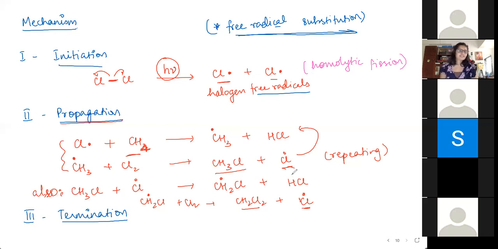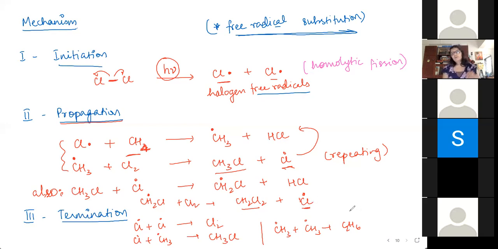So when does this reaction end? This reaction ends if a chlorine radical combines with another chlorine radical, forms Cl2 back, or maybe a chlorine radical and a methyl radical form CH3Cl, or maybe a methyl radical combines with another methyl radical and forms ethane. So there are lots of possibilities of products in this kind of a reaction.